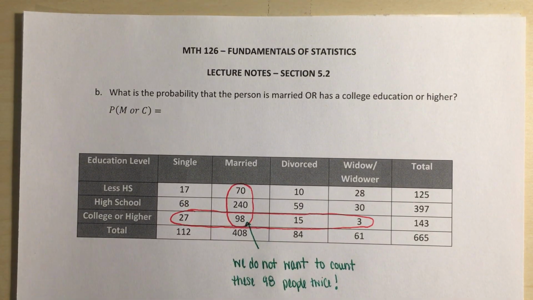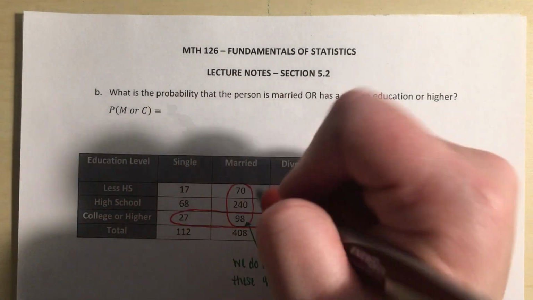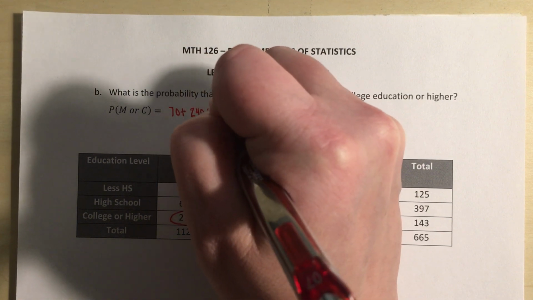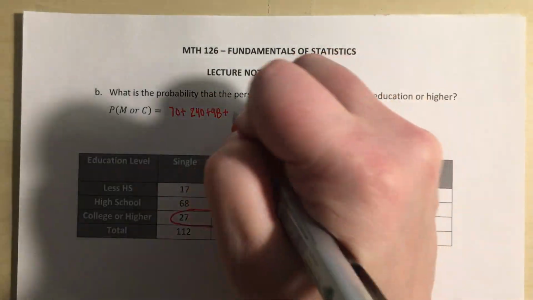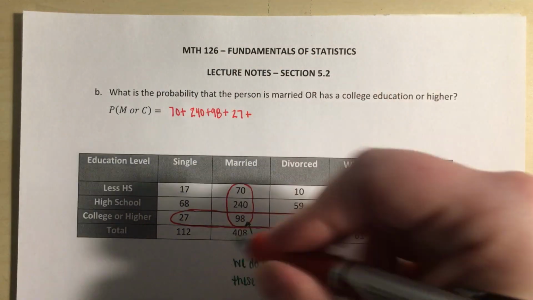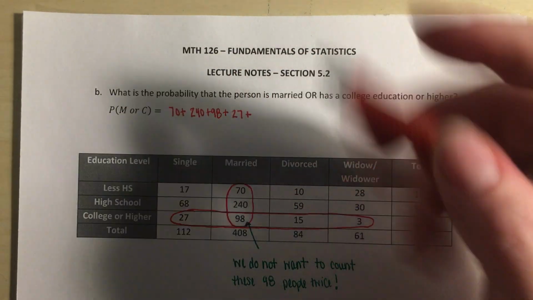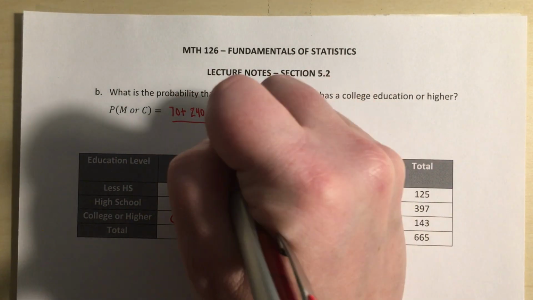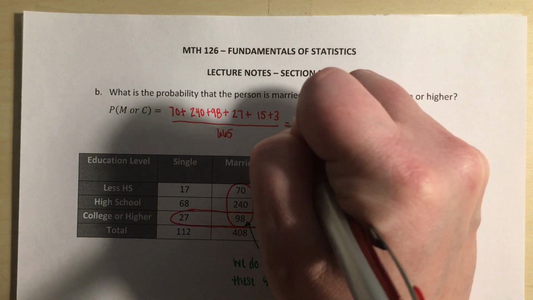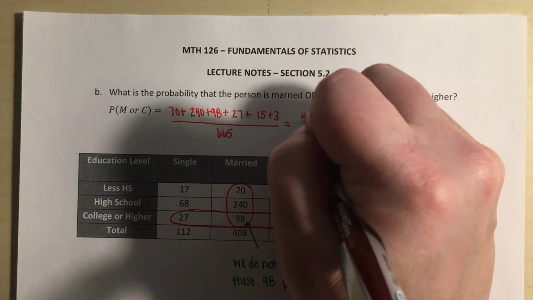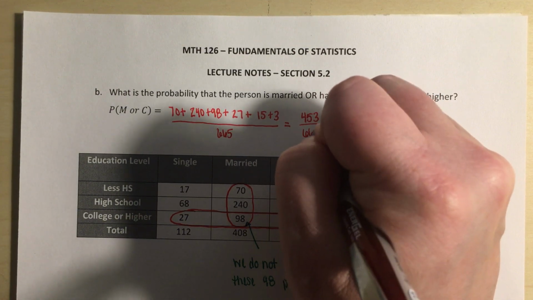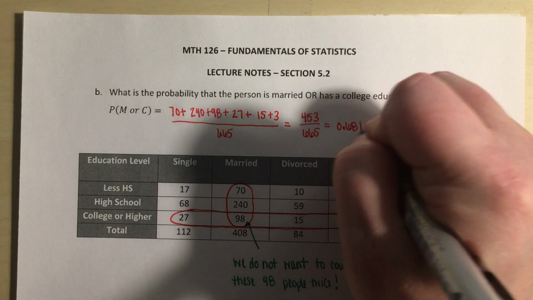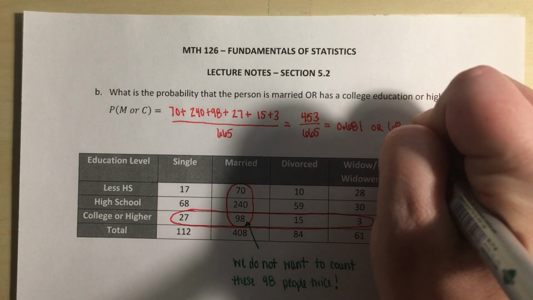But for right now, what I'm going to do is go through and list out all of these different numbers. So our people that are married, we have 70 plus 240 plus 98. The people that have a college education, 27 plus, well, the 98 we already used, so we don't want to list it again. We're just going to do plus 15 plus 3. This is going to give us 453 divided by 665, which is 0.681 or 68.1%.